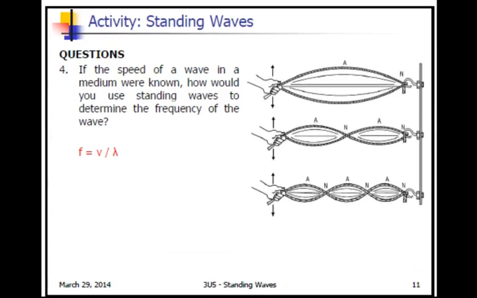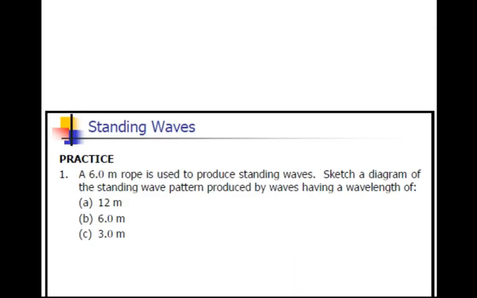We can use the universal wave equation to determine the speed or the frequency. You might be able to read the wavelength from the wave and then use the universal wave equation to determine other parameters.